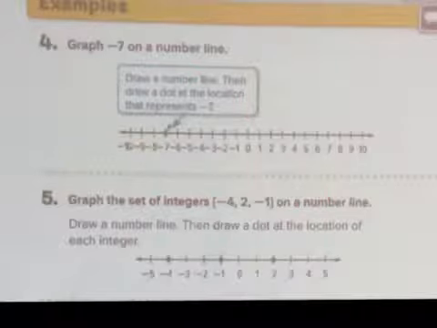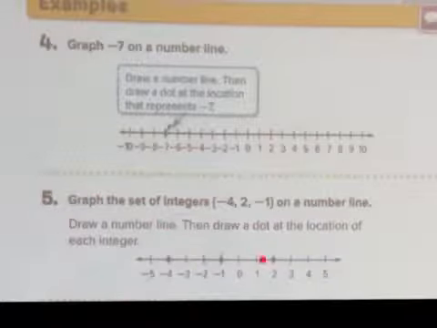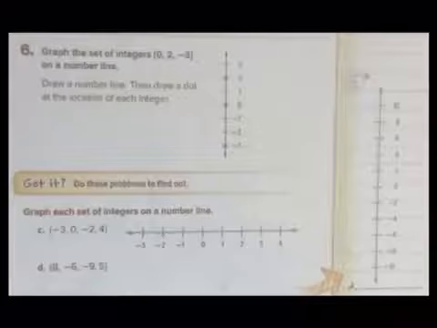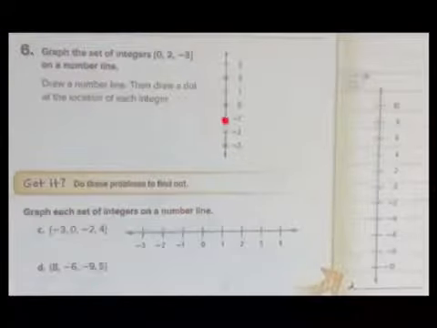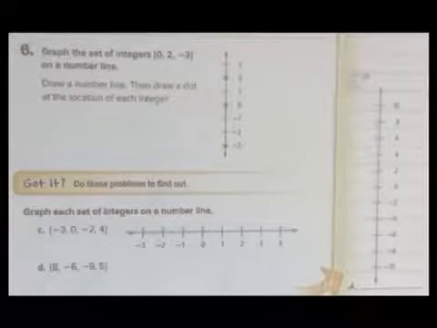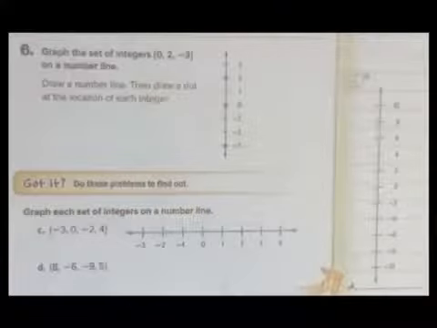You might be asked, for example, in example 5, to graph the set of integers -4, 2, and -1 on a number line. You would first have to draw the number line, and then draw the dots on the location of each integer. We have 0, -1, -4, and 2. See that? You might also be asked to do it vertically, what we can call the y-axis. Draw a number line first, then draw the dots on the location of each integer. We have 0, 2, and -3.